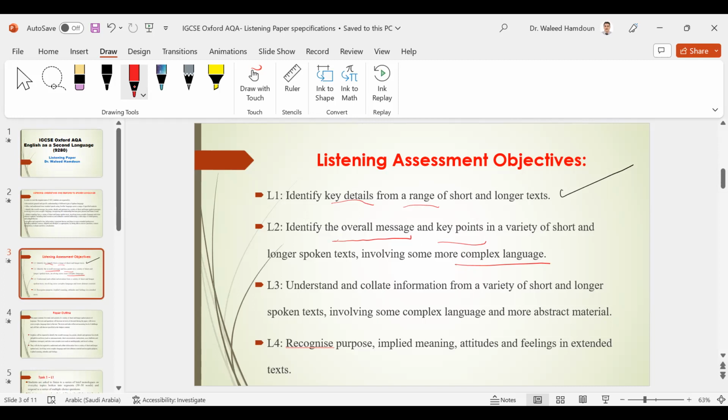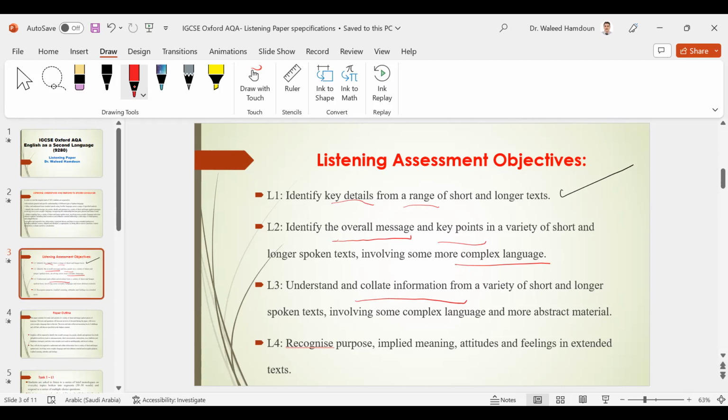Okay. Next, understand and collate information from a variety of short and longer spoken texts involving some complex language and more abstract materials. Here, collate information again, as we did yesterday in our reading practice. You can bring the similar and the different ideas or data together. This skill is also found in your listening paper.